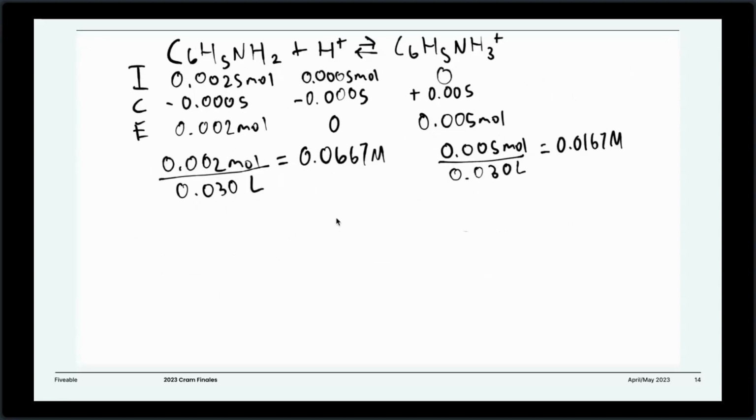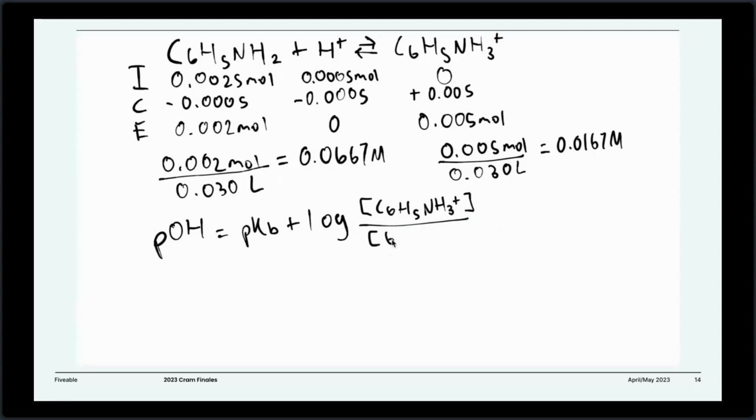Now from here, you can go one of two ways. You can set up another ICE table and make that equal the equilibrium constant, or you can use the Henderson-Hasselbalch equation, and that is given on your formula sheet, and that is pOH equals pKb plus log, and for our instance, we're having our conjugate acid, which is C6H5NH3+ over our aniline, which is C6H5NH2.